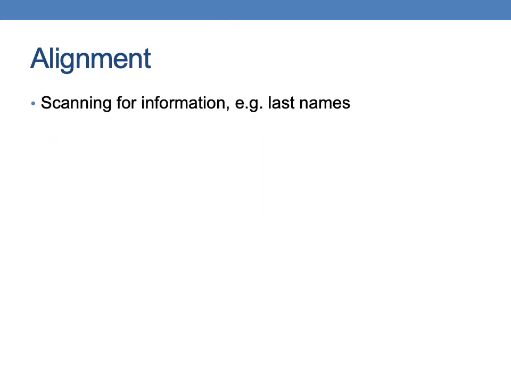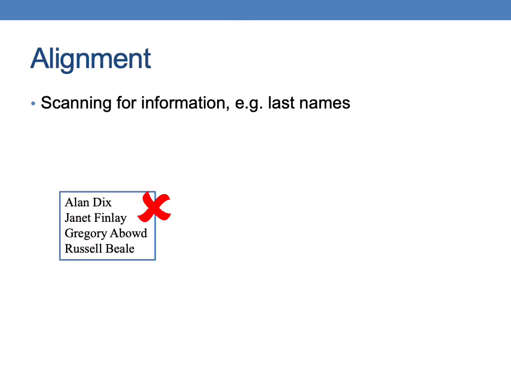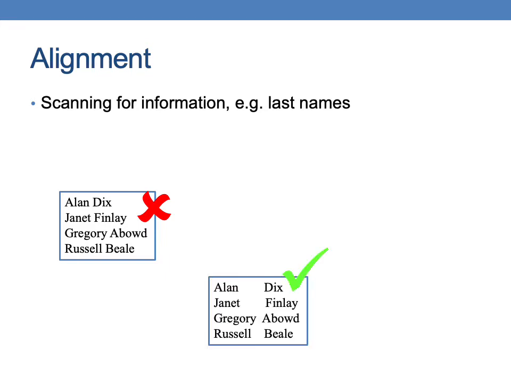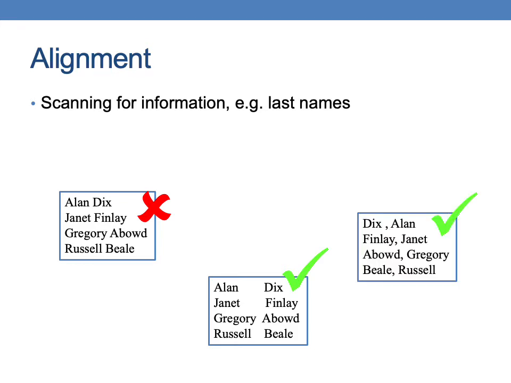Consider the following figures in scanning information like family names. In the first figure, it's clearly hard to look someone up if you only know their family name. To make it easy, such lists should be laid out in columns as in figure 2, or have the first name and family name reversed as in figure 3.